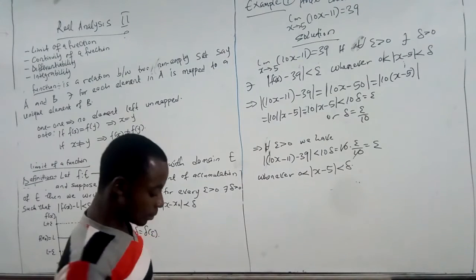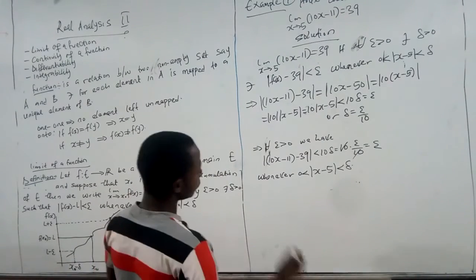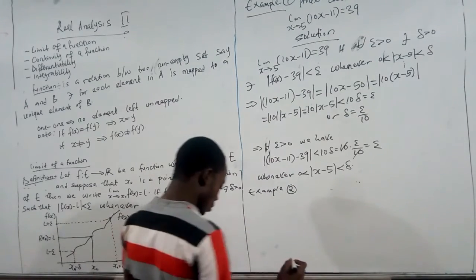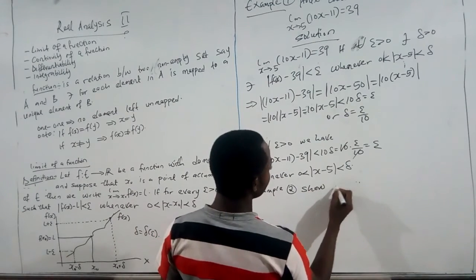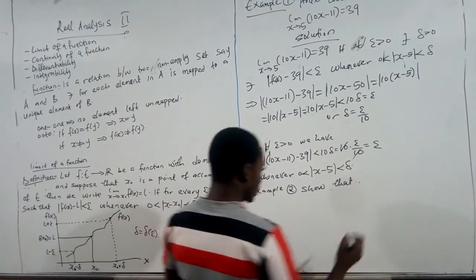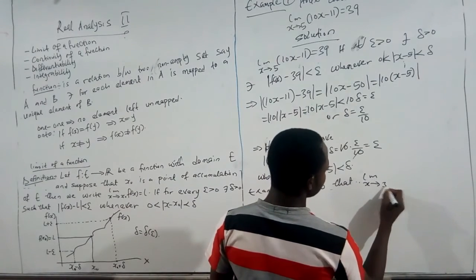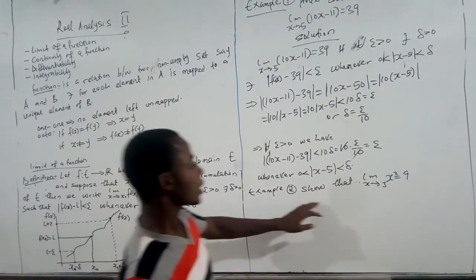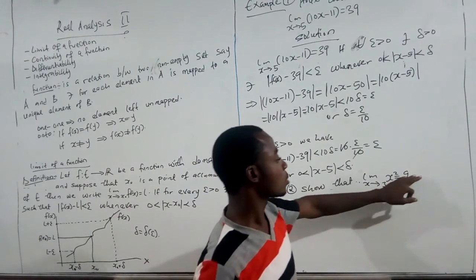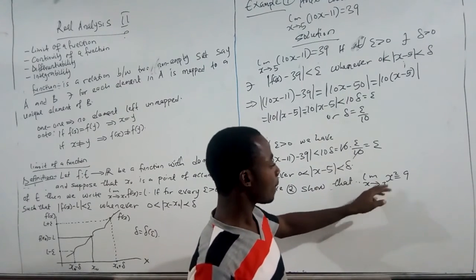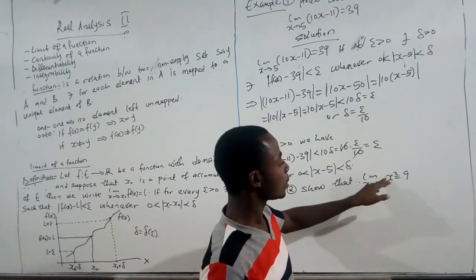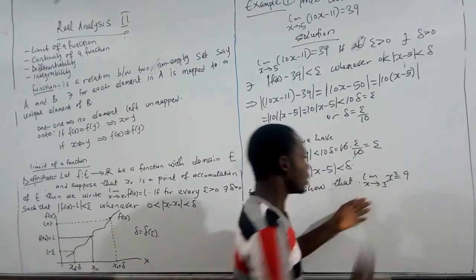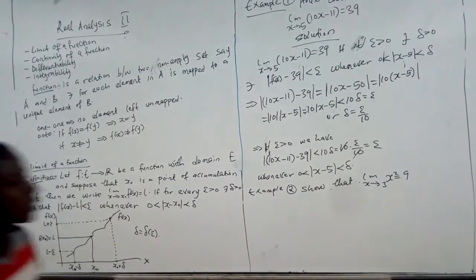Then the next example, the second one, example 2, is saying: show that the limit as x tends to 3 of x squared is equal to 9. We can clearly see that when we just substitute x to be 3, we have 3 squared, which is 9. But we are not asked to just substitute, so we need to prove this using the delta epsilon definition.